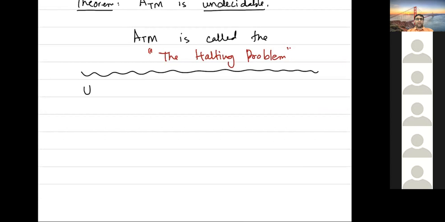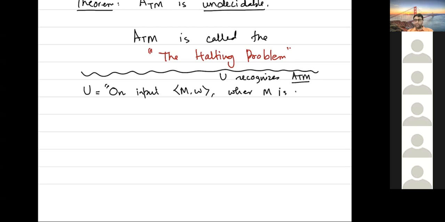So let's consider U is a Turing machine. And we will come back to this U. Why did we name it U? Let's imagine that U is a Turing machine and U recognizes ATM. Okay, so we will create a machine U which recognizes ATM. So what will be the input of U? On the input M and W, what does this Turing machine do? So we know that M is a Turing machine, and W is a string. What will happen? This Turing machine U will simulate M on input W.